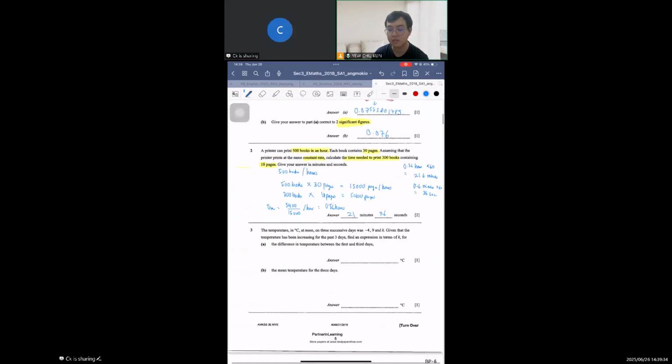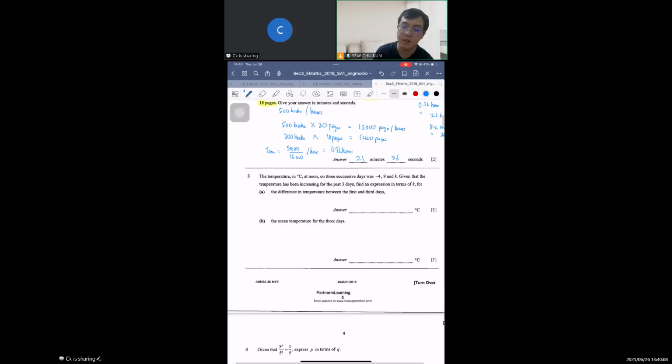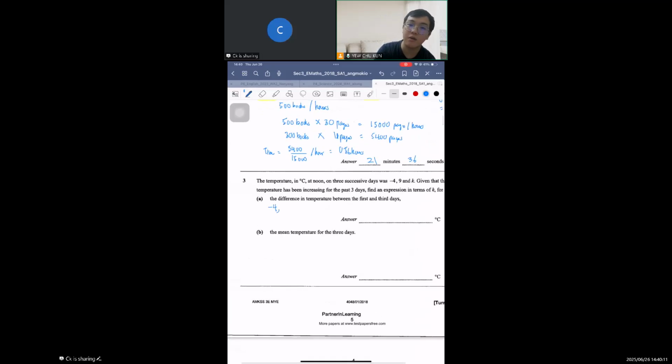Next question. The temperature in degrees Celsius at noon on 3 successive days is -4, 9, k. k is an unknown. Given that the temperature has been increasing for the past 3 days, find an expression in terms of k for part A, the difference in temperature between the first day and the third day. So we have the temperatures of -4, 9, and an unknown k.